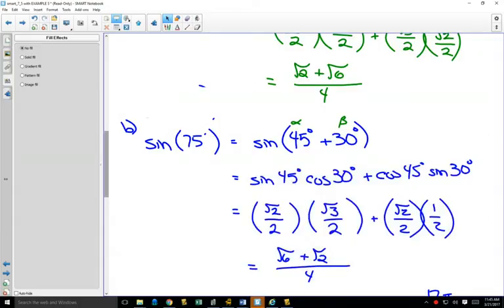In fact, you're going to find out for all of your pi over 12 family members, for sine and for cos, you will always get a root 2. You will always get a root 6. And you will always have it over 4. But the difference is sometimes the root 6 will be negative. Sometimes the root 2 will be negative. So that part changes depending on which pi over 12 you're looking at.